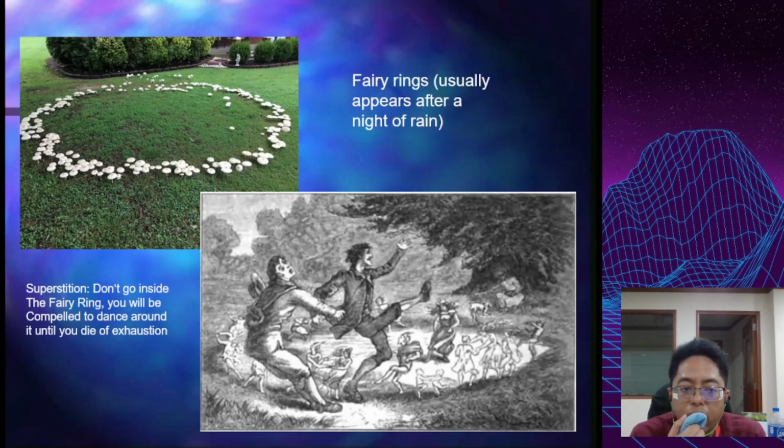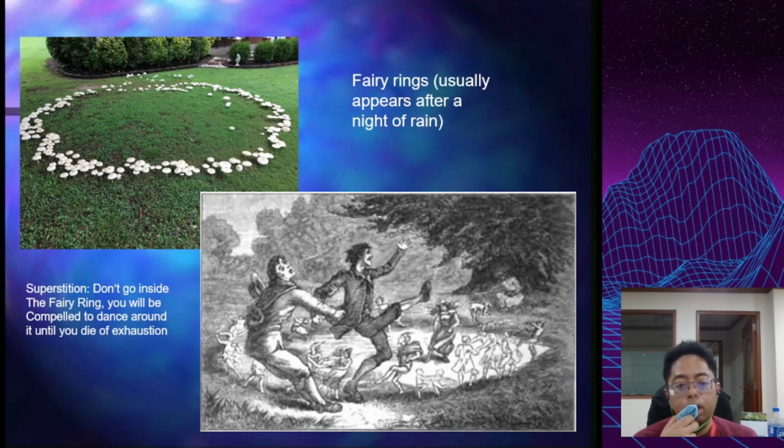So this is a phenomenon that we can see sometimes after raining. So this is called a fairy ring. Okay, so these fairy rings usually appear after rain. So it is like a ring of mushrooms. Okay, a circle of mushrooms. So according to superstition, especially in European folklore, you cannot go and step into the fairy ring. You'll be trapped. You'll be compelled to dance until you die of exhaustion, because this actually belongs to the fairies.